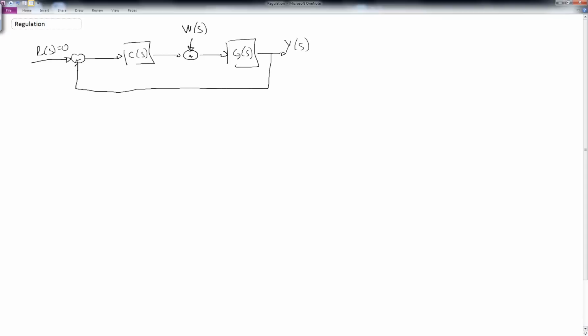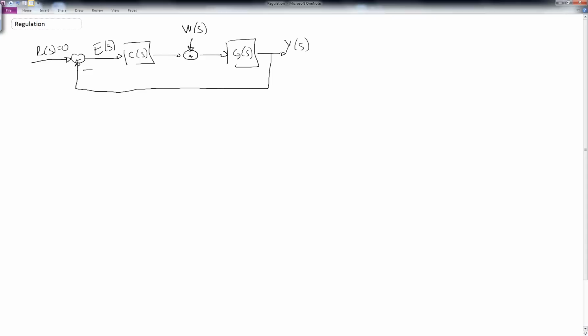So in this case, we have a reference input, which we're going to set to 0, and we feed that into our control law. And in this case now, we have a disturbance coming in, call it W(s), which is then the sum of that disturbance plus the controlled error, feeds into the plant, G(s), which produces an output, Y(s), and that output is being fed back to the minus sign. So we still are generating an error here.